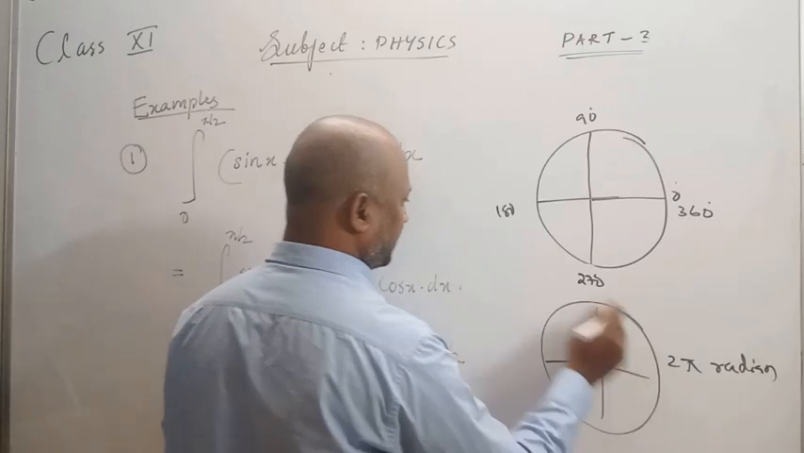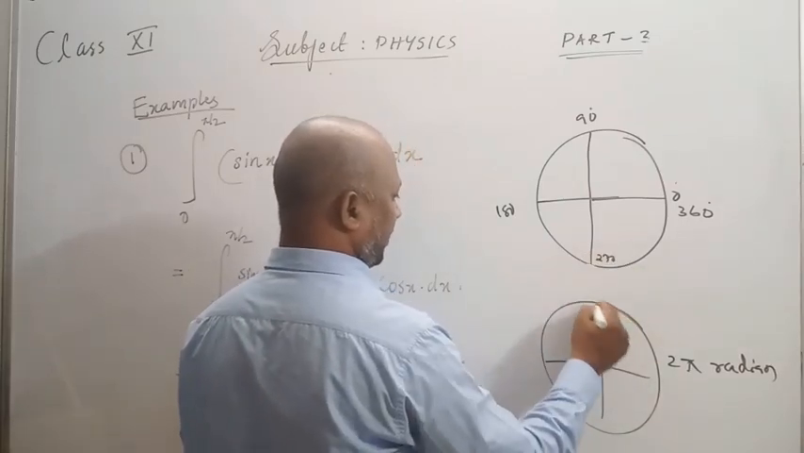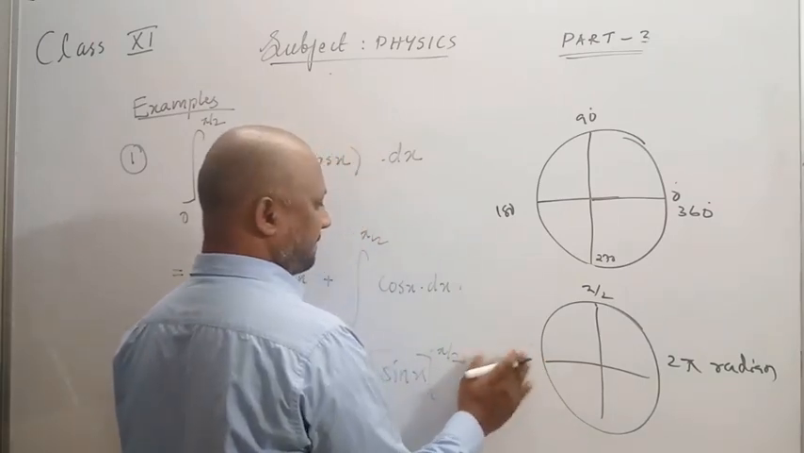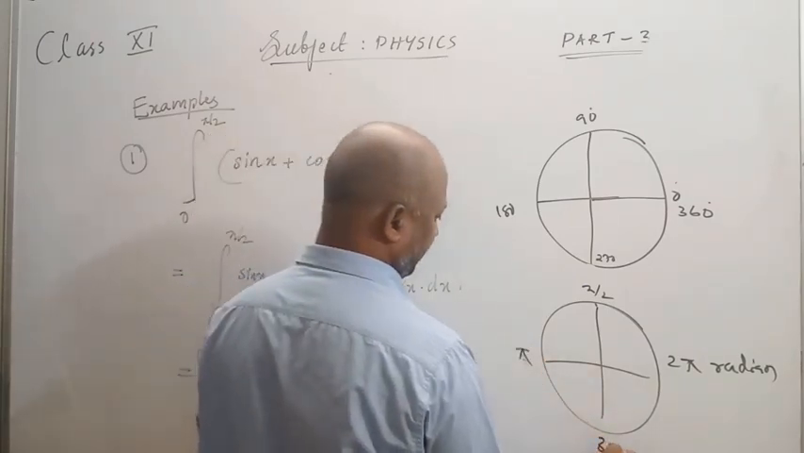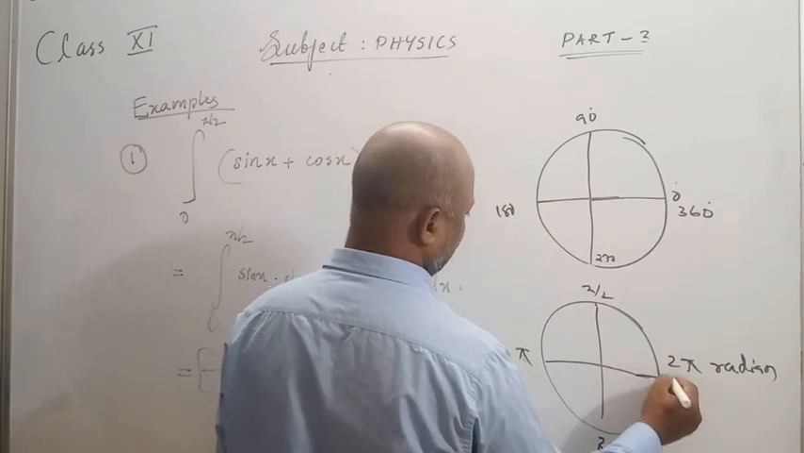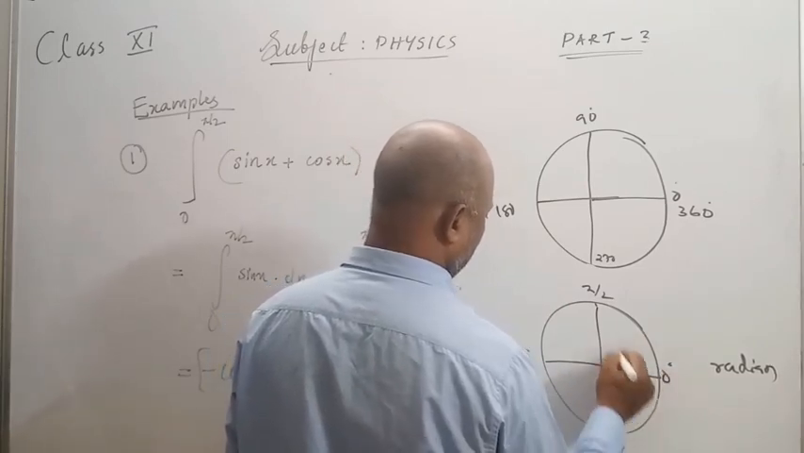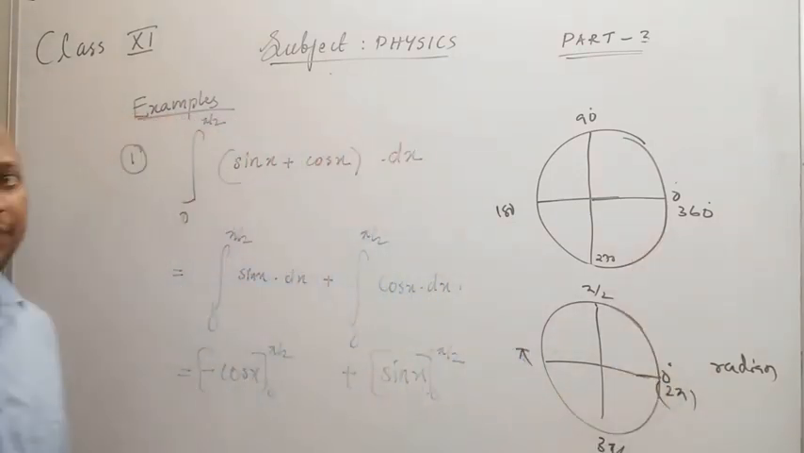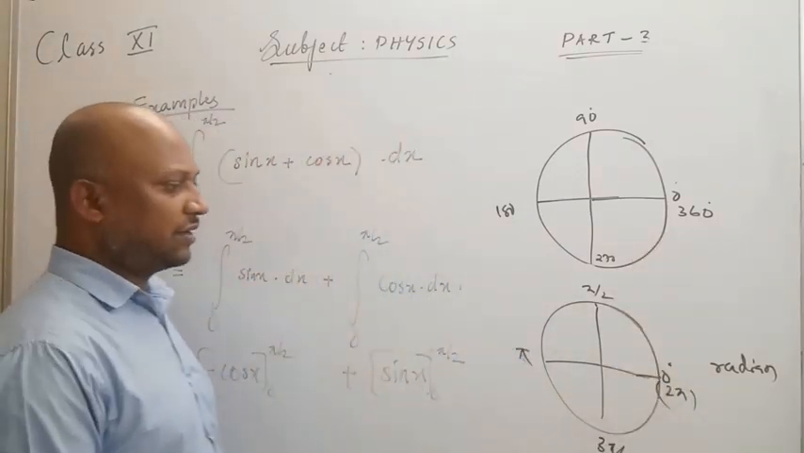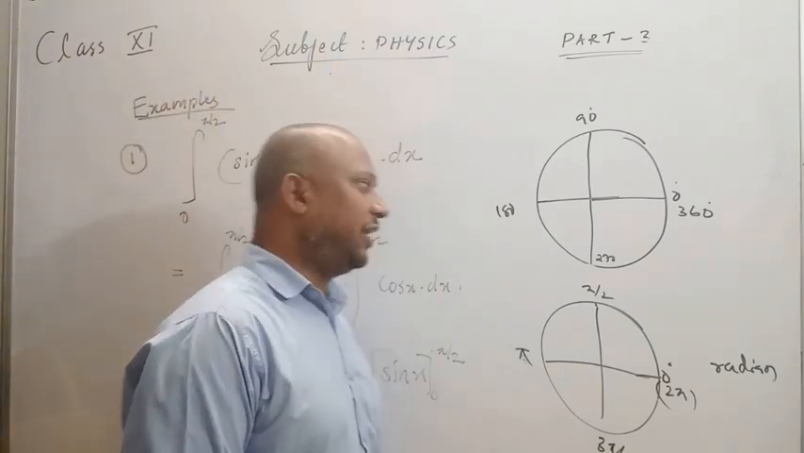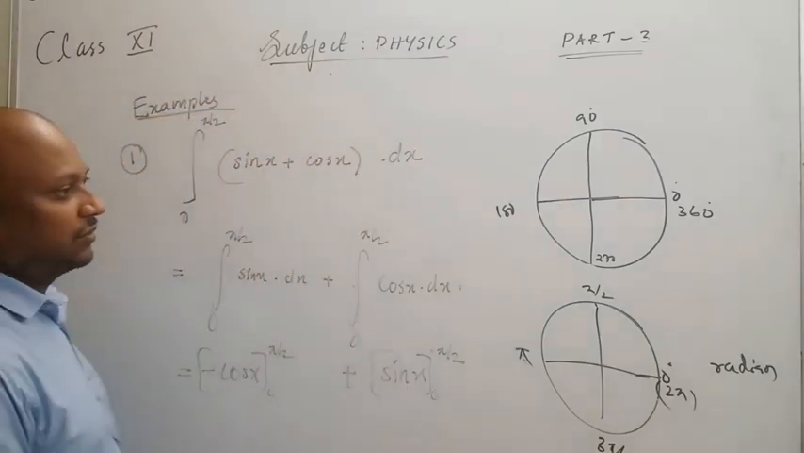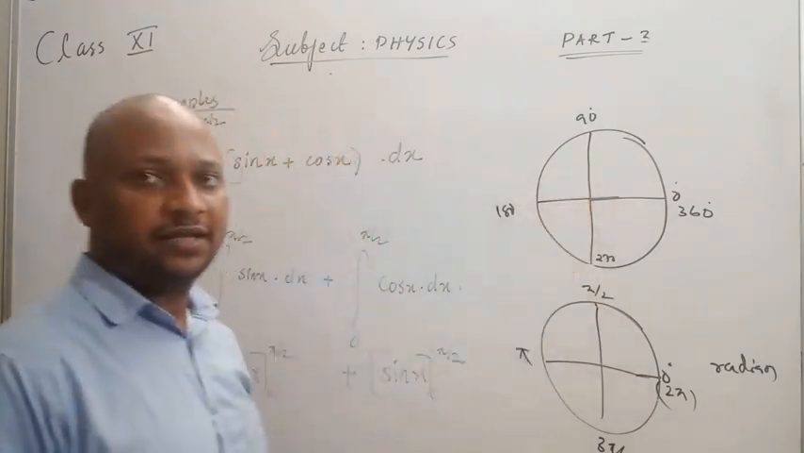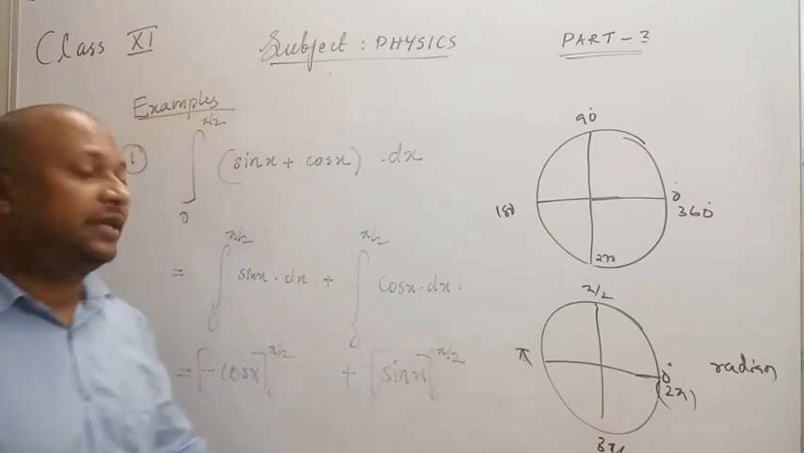So 2 pi radian means here it is pi by 2, here is 2 pi by 2 means pi, 3 pi by 2, and here it is 2 pi. So the complete angle is 2 pi. So 2 pi radian is equal to 360 degree. If you want to get it clear how much is pi by 2, from this diagram you know pi by 2 is 90. Then 2 pi by 2 is actually 180.